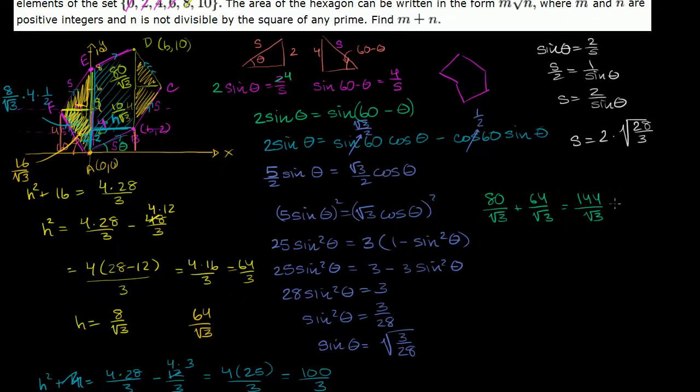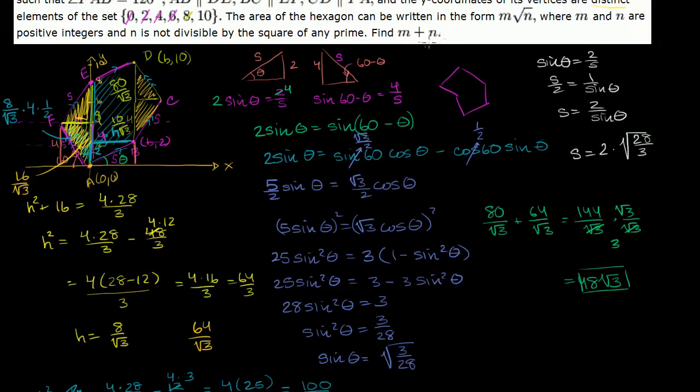We can rationalize the denominator, so times the square root of 3 over the square root of 3. And in the denominator now, we're going to get a 3. 144 over 3 is going to be what? That's 48, right? 3 times 40 is 120. 3 times 8 is 24. So it's going to be 48 square roots of 3 for the area of our entire hexagon. And so we have it in the form 48 square roots of 3. So if you want to find m plus n, it's 48 plus 3, which is 51.